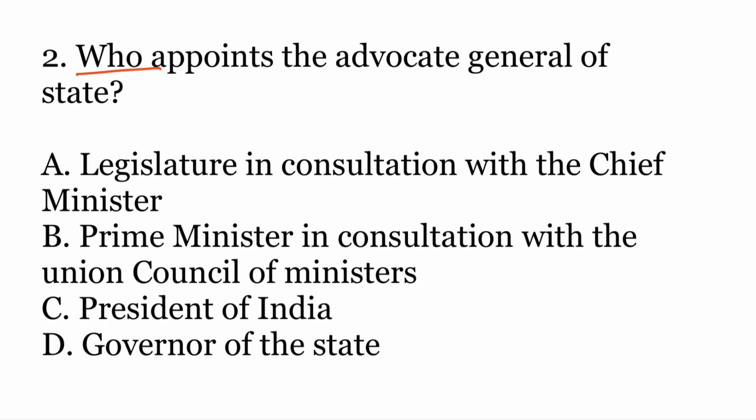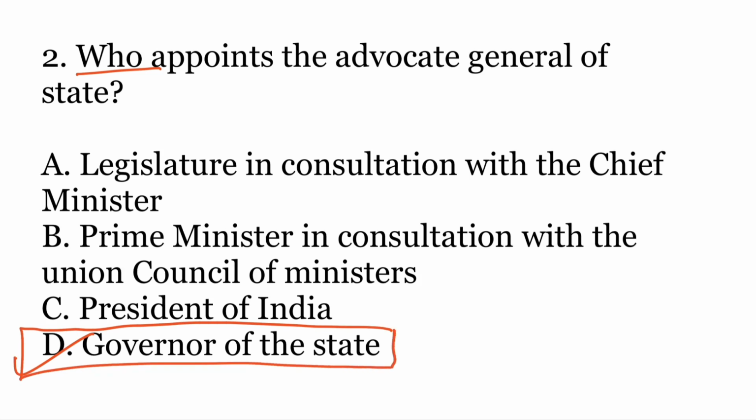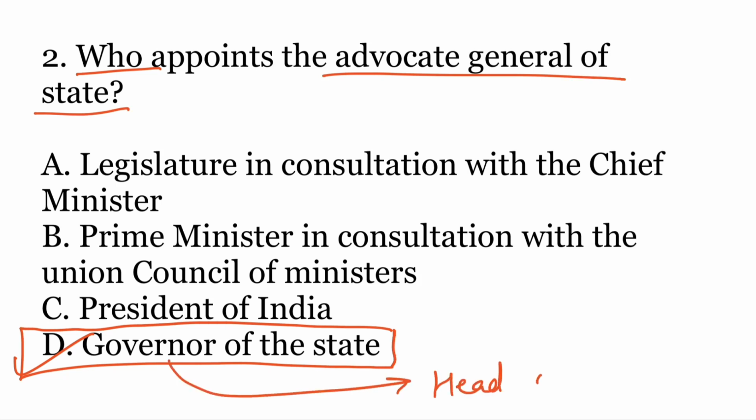The correct answer is D. the Governor of a state. Now, as I told you, since the Advocate General of a state is a part of the state executive and Governor of a state is the head of the state executive, therefore all the executive appointments are made by the Governor under his hand and seal.